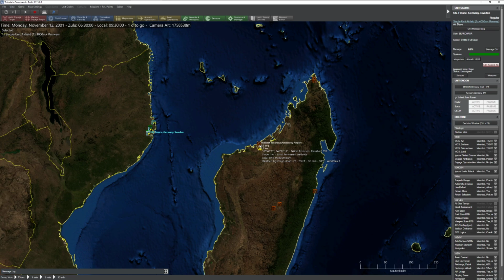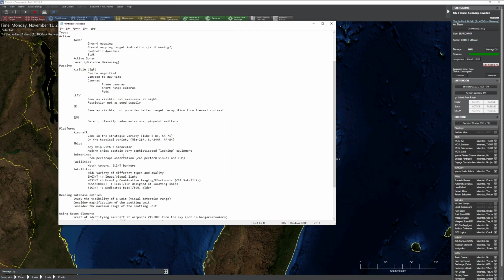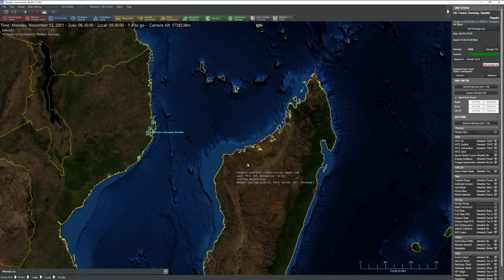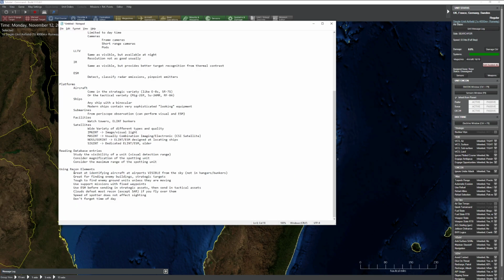Now, if I was looking for what types of airplanes were visible at this airport, I could use a reconnaissance asset to do that. One thing I will throw out really quickly is that I'm not going to be including underwater reconnaissance with this, because we covered that with ASW. So basically, what can we do? We can identify aircraft at other airports that are visible from the sky. Obviously, if the aircraft is inside of a hangar, no amount of reconnaissance assets is going to identify it.